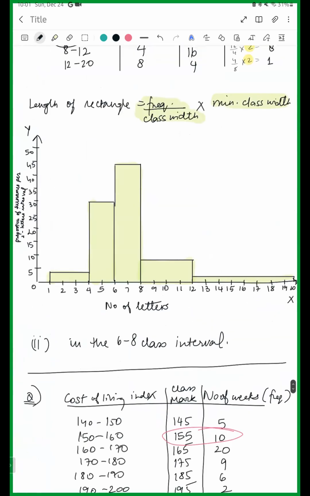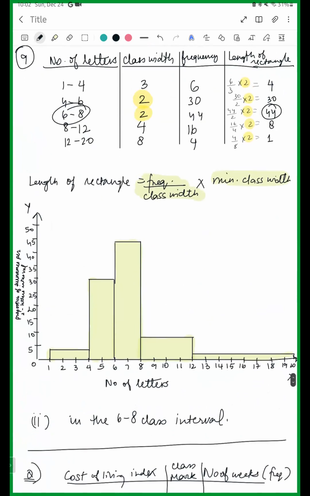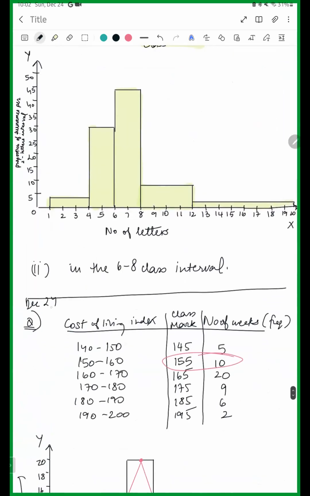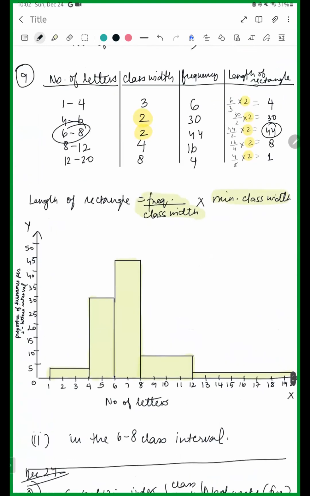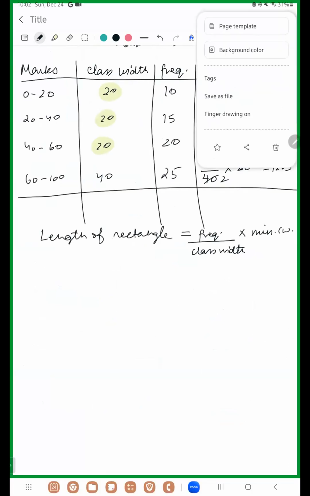Just take a look at this question. Flip the pages of your notebook, look at the previous question, the last question of the previous class. We had found the length of the rectangle. Now we have to plot this on the graph. Now let's make the graph.